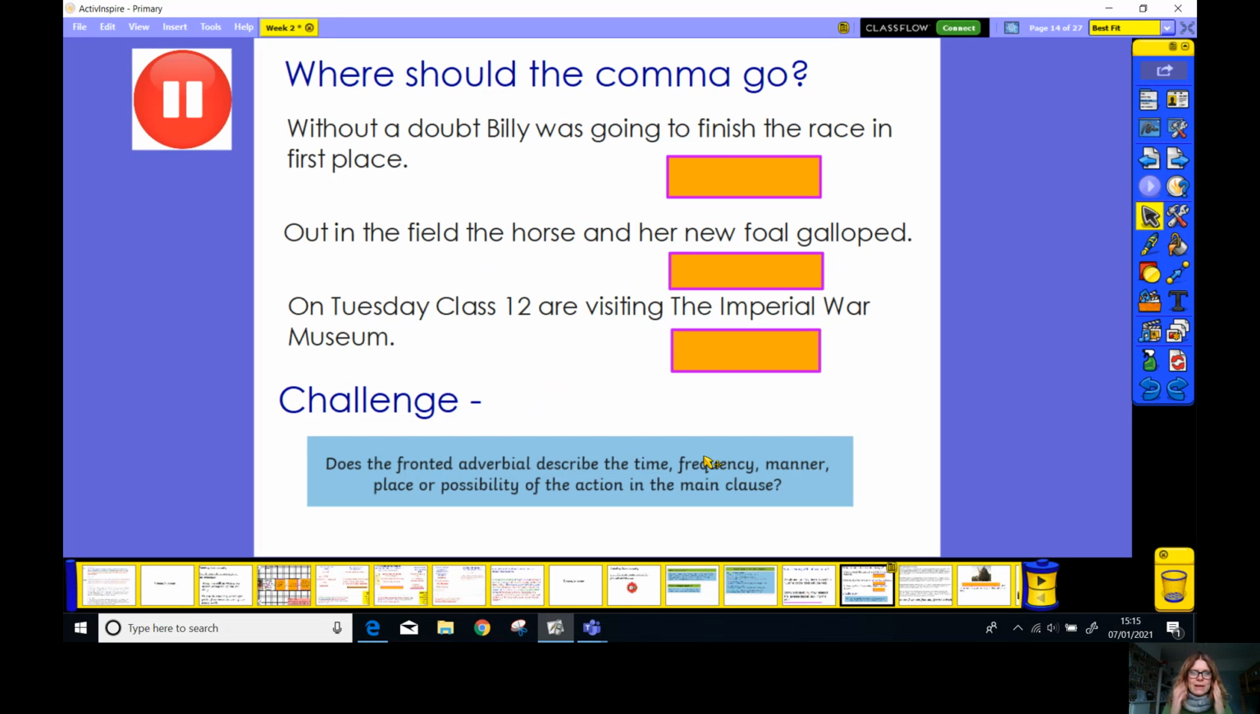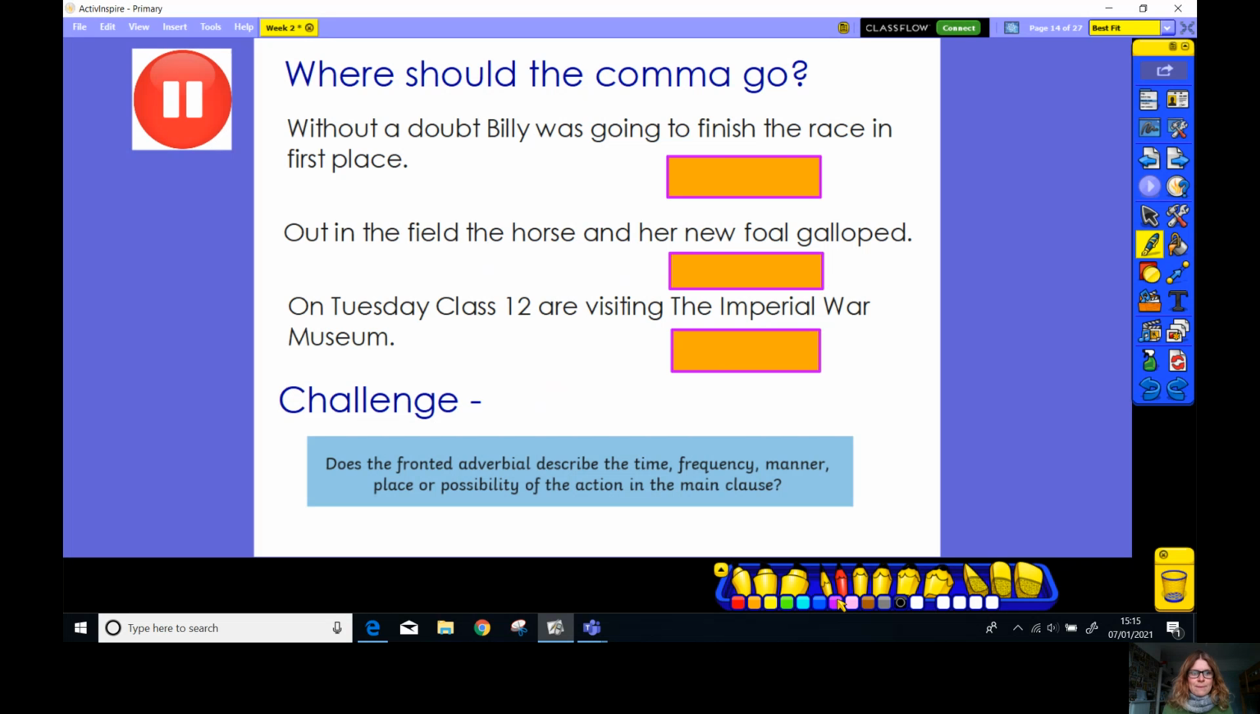Well done. Why don't we grab a purple pen and see if we can mark it? Okay, I'm going to take my purple pen. Without a doubt, Billy was going to finish the race in first place. Without a doubt is our fronted adverbial, and the comma goes there.